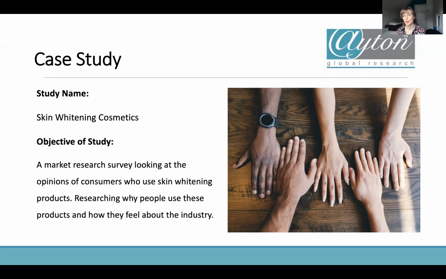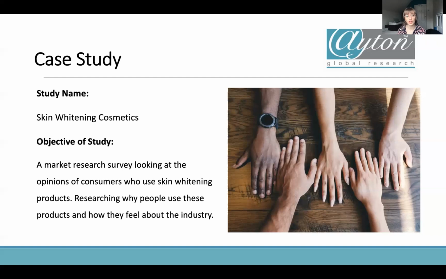And we did see big brands change the names of their whitening products to be more ethical. But the question about that is, you can change the name of the product, but at the end of the day, the product's still doing the same thing. And is that okay? And is that why people are using these products as well?